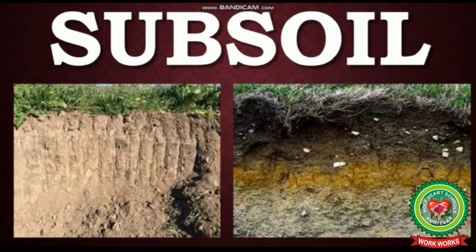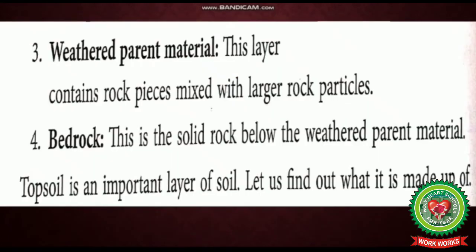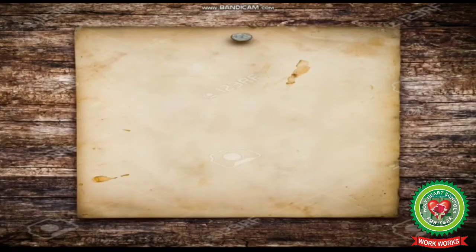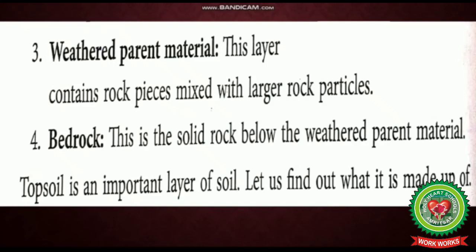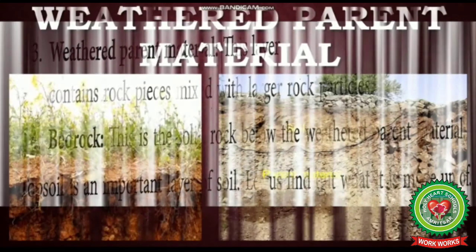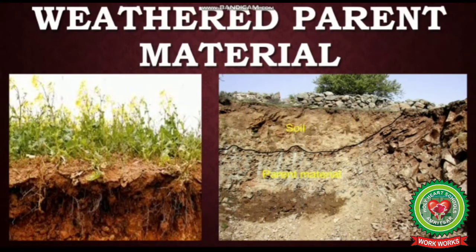Now come along. Number 3 is weathered parent material. Underline the word parent material and write its meaning: material from which soil is formed. This layer contains rock pieces mixed with larger rock particles. Students, this is the 3rd layer of the soil just below the subsoil. It is mostly rocky but slightly broken down into small rock pieces.